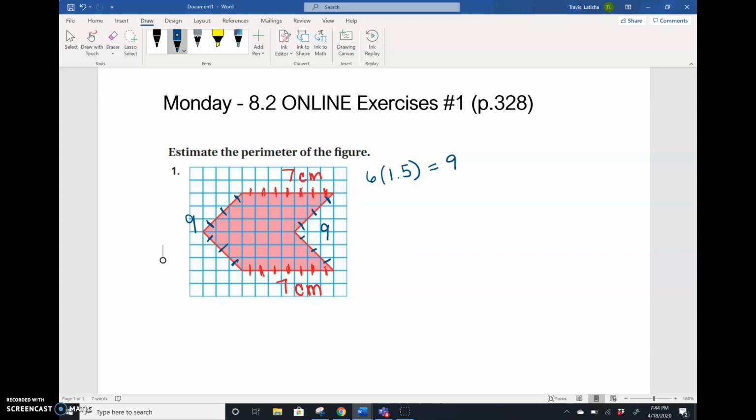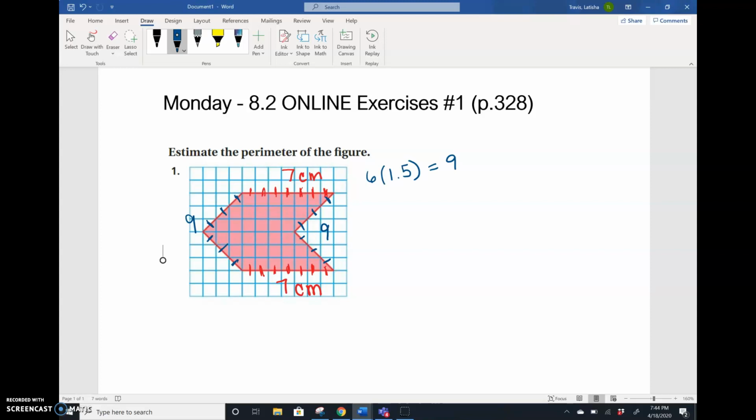So now we have the length of all 6 sides of this polygon. We have the 7, the 9, the 7, and the 9. The last thing to do is to add those all together to get the total perimeter of the composite figure.